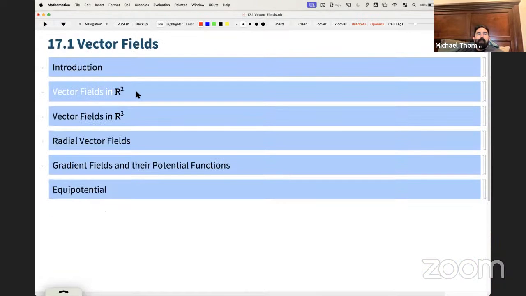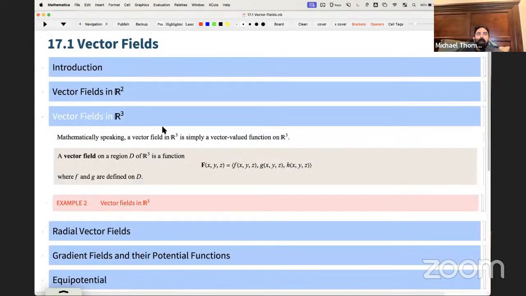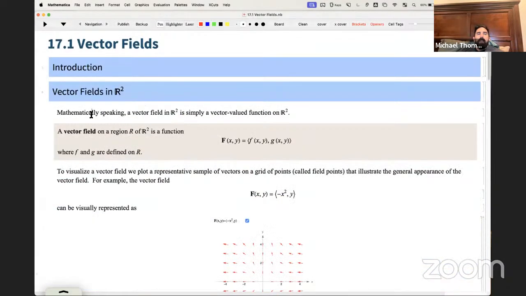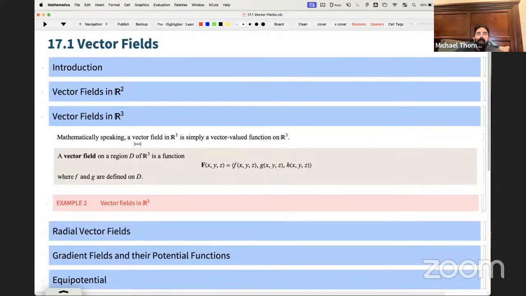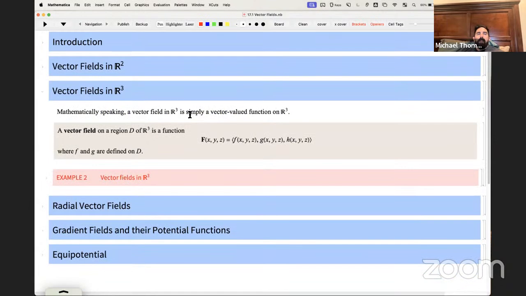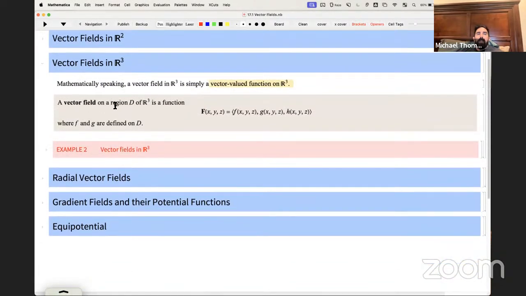All right, so that's two-dimensional vector fields. So what about three-dimensional vector fields? Well, the idea is the same. If you remember, mathematically speaking, a vector field is just a vector valued function on R2. So for R3, a vector field in R3 is simply a vector valued function on R3. So, you know, the definition would look something like this.